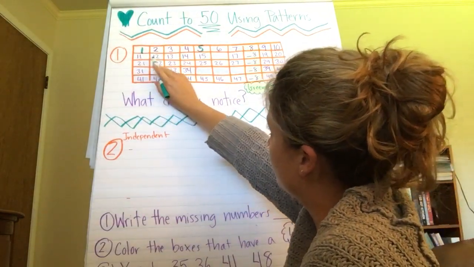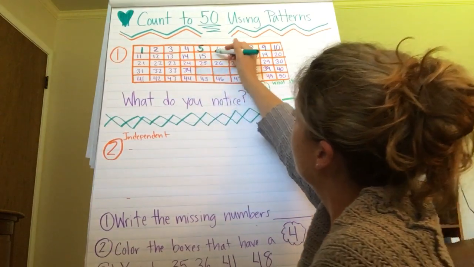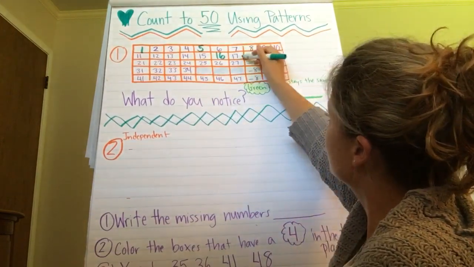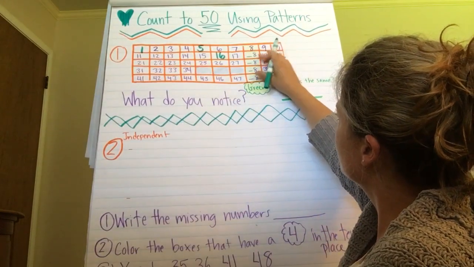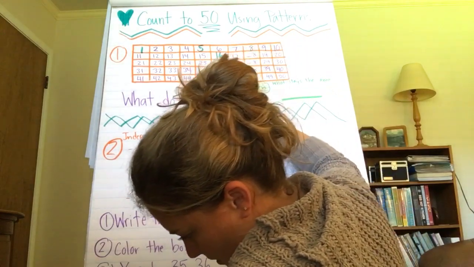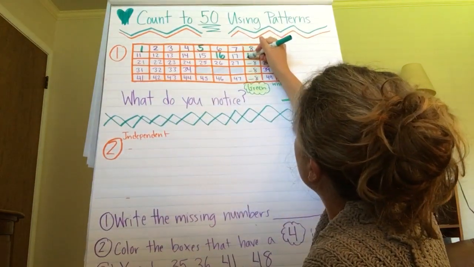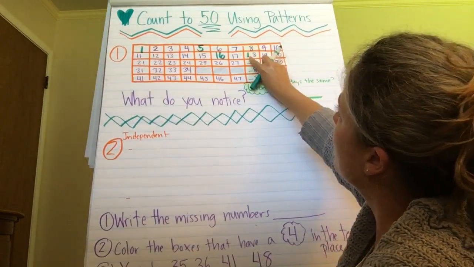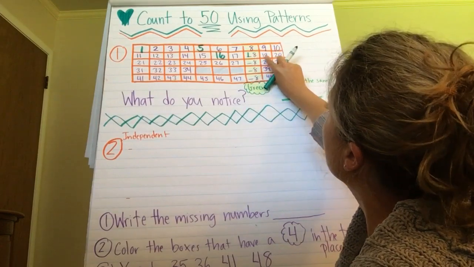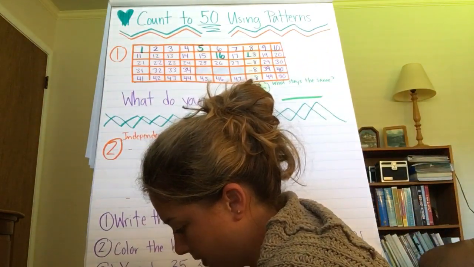Ready? 11, 12, 13, 14, 15, 16, 17. We know there's an 8 here, but what goes in the tens place here, friends? A 1, right? We know that the 1 actually represents a 10 because it's 18. We have 10 ones and 8 ones, 19, 20. We're going to stop right there for right now.